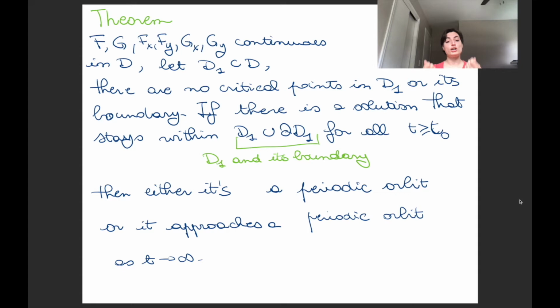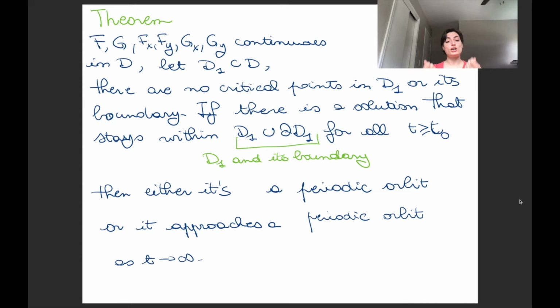Remember that we know that if we have a periodic orbit, there has to be a critical point within it. But we're also asking no critical points to be within D1. That means that D1 has to be donut shaped. We are not requiring it to be simply connected because it cannot be simply connected. We're requiring D1 to be a donut such that the boundaries are as clean as possible.